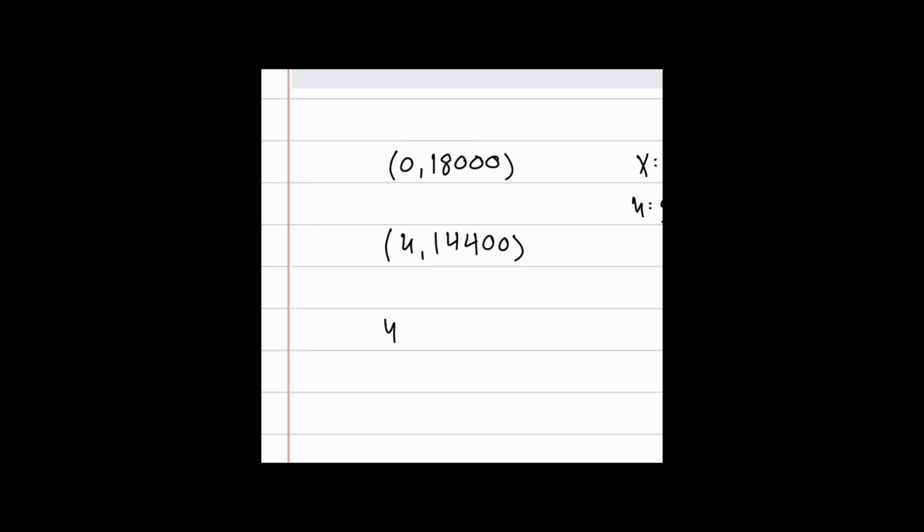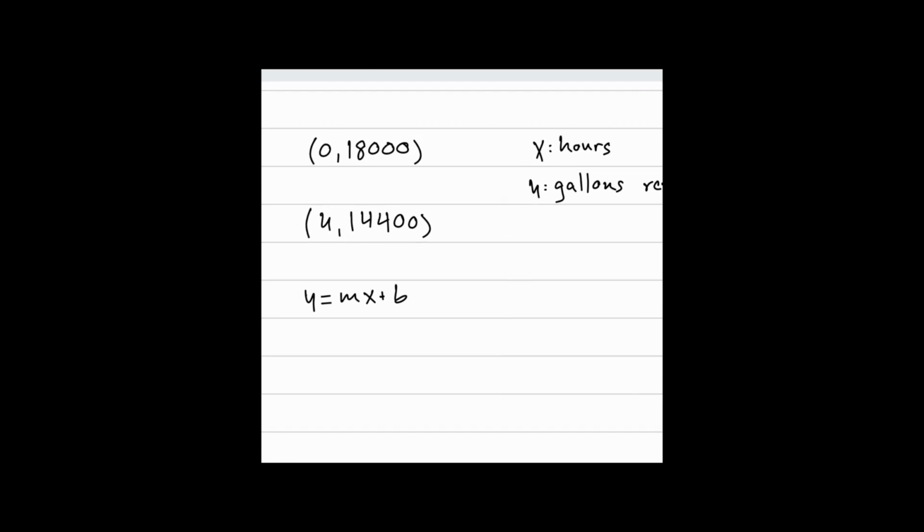I can use slope-intercept form, y equals mx plus b. I'll solve for the slope by taking these 2 points, right? I'll do y2 minus y1. I'll call this point x1 comma y1, and this point x2 comma y2. So y2 minus y1 is 18,000 minus 14,400. And x2 minus x1 is going to be 0 minus 4, right?